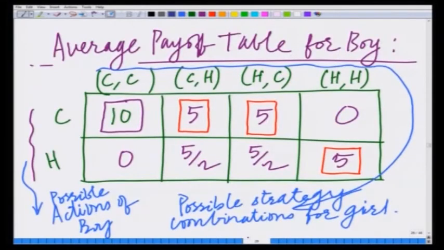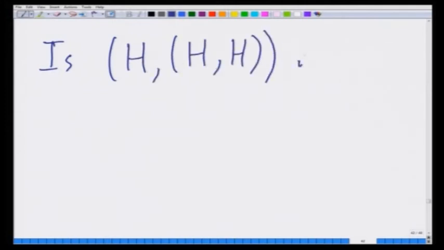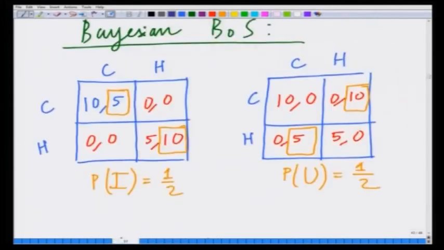How about the other one, H? The best response of the boy to H comma H of the girl is to choose H. So, let us ask the question, is H comma H a Bayesian Nash equilibrium? Well, again if you go back to the table, you can see that if the boy is choosing H, then H is the best response of the girl of type I, but C is the best response of the girl of type U. Therefore, H is not the best response of the girl of type U to H of the boy.